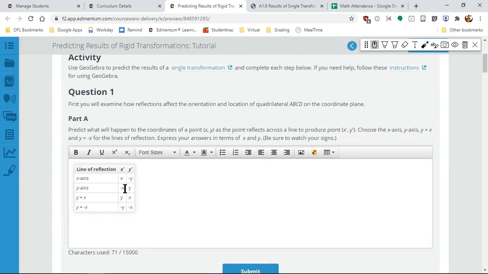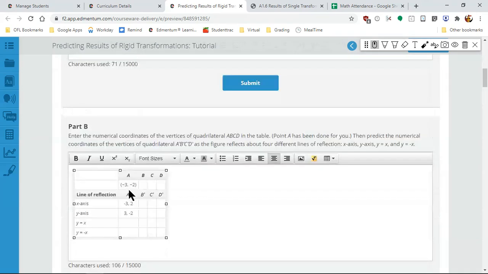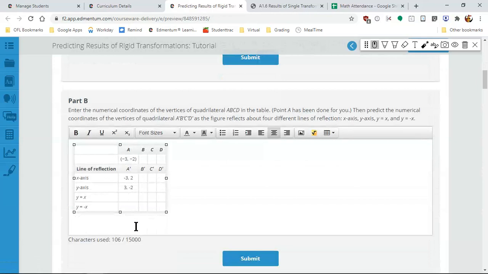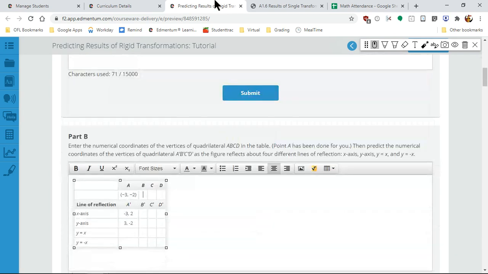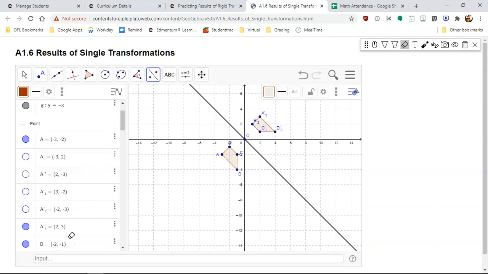This one, we're going to change the signs again. I'm not going to go over all of these because I want to get into the unit activity for you. So I'm just going to do point A. If you want to do point B, all you have to do is grab over here.